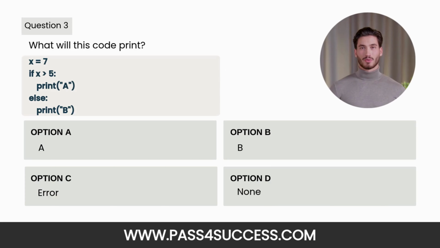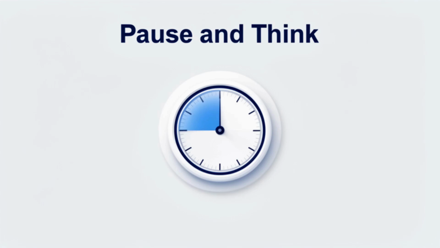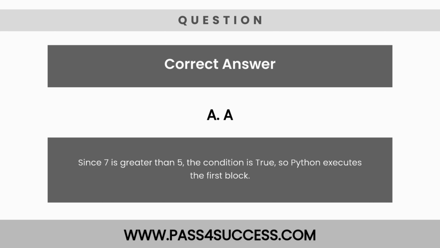Question 3. What will this code print? Options: A, B, C, error, D, none. Pause the video and choose the best answer. The correct answer is A. Explanation: since 7 is greater than 5, the condition is true, so Python executes the first block.